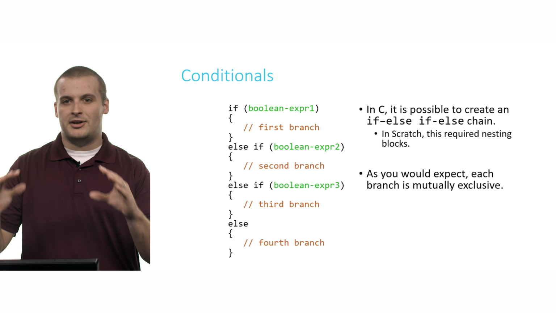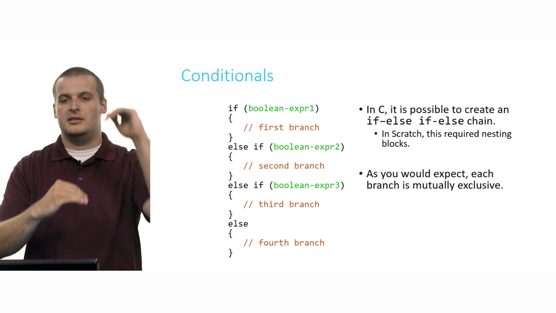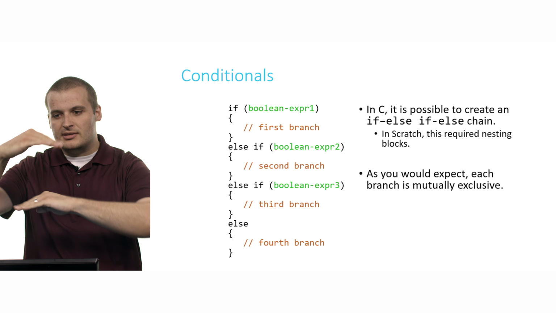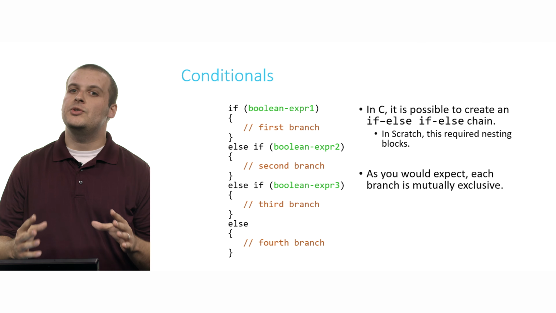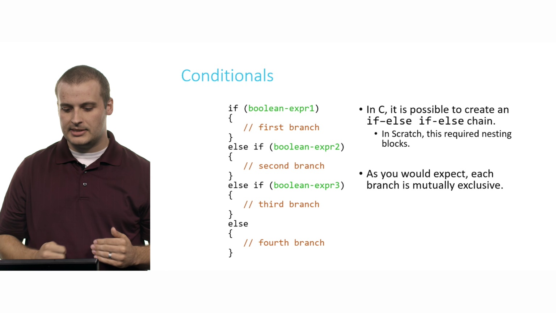In C, it's possible to create an if, else chain. And in fact, you can have if, else if, else if, else if, and so on and so on. In Scratch, this required nesting the blocks. You had an if else, and then you had to put another one inside of the else, and so on and so on. And it got kind of nested and complicated. But in C, we don't have to do that. We can actually just have it be a chain like this.